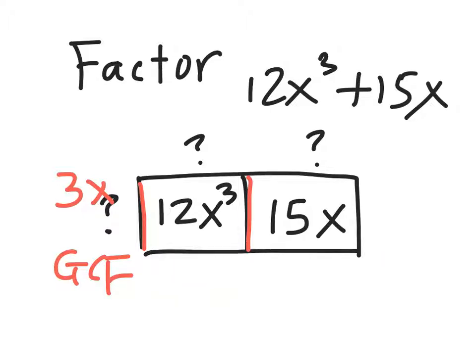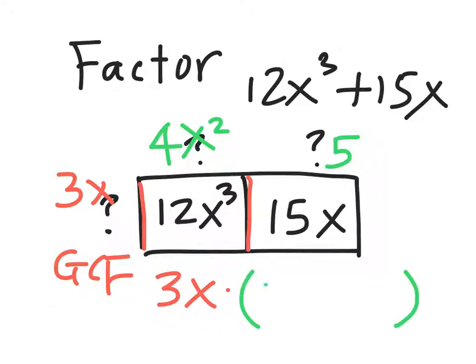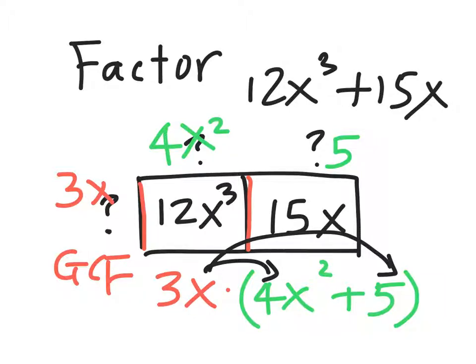Now, how do we figure out the width? Well, the width is whatever we need to multiply 3x by in order to get 12x cubed. And that's going to be 4x squared here. And for this box, 3x times 5 is going to be 15x. So the factoring result can be written as 3x times their individual widths, which is 4x squared plus 5. And this is kind of undistribution. If I distribute through, I will see it's 3x times 4x squared, which is 12x cubed, 3x times 5, which is 15x.